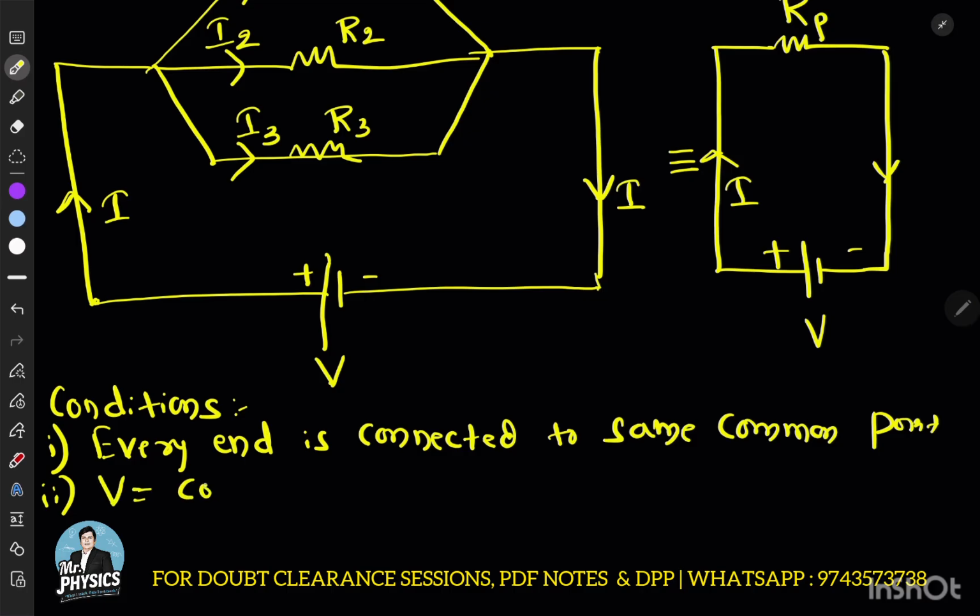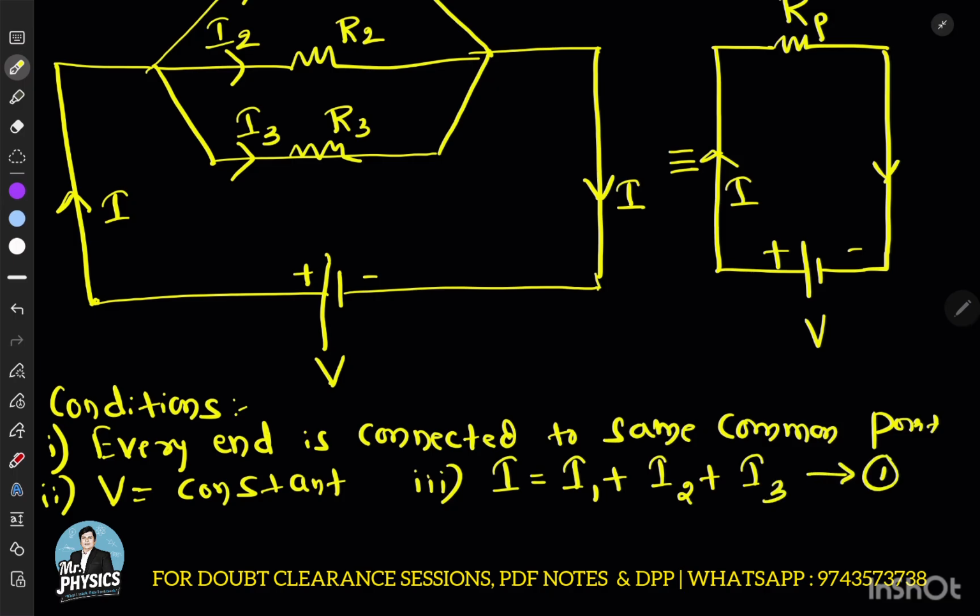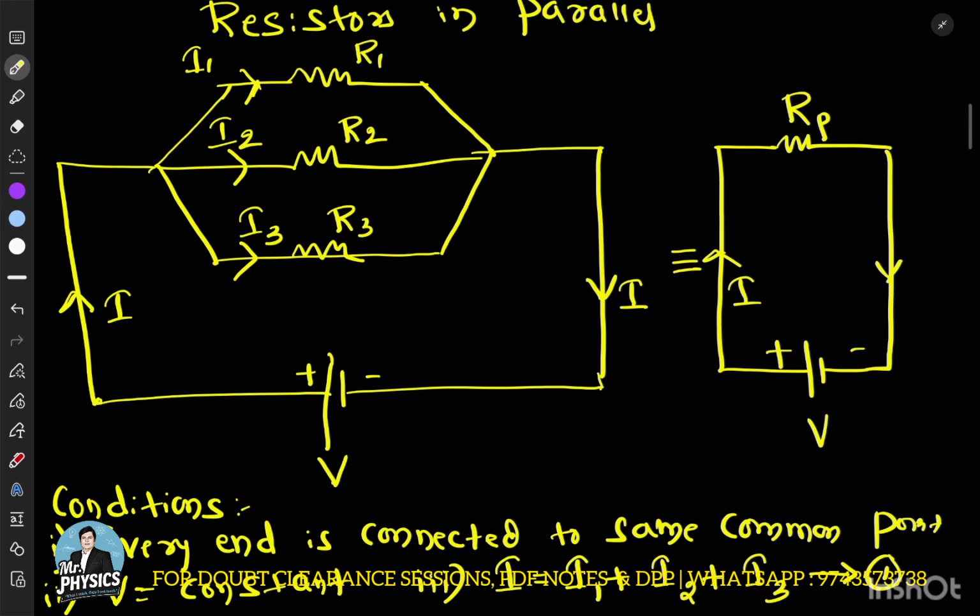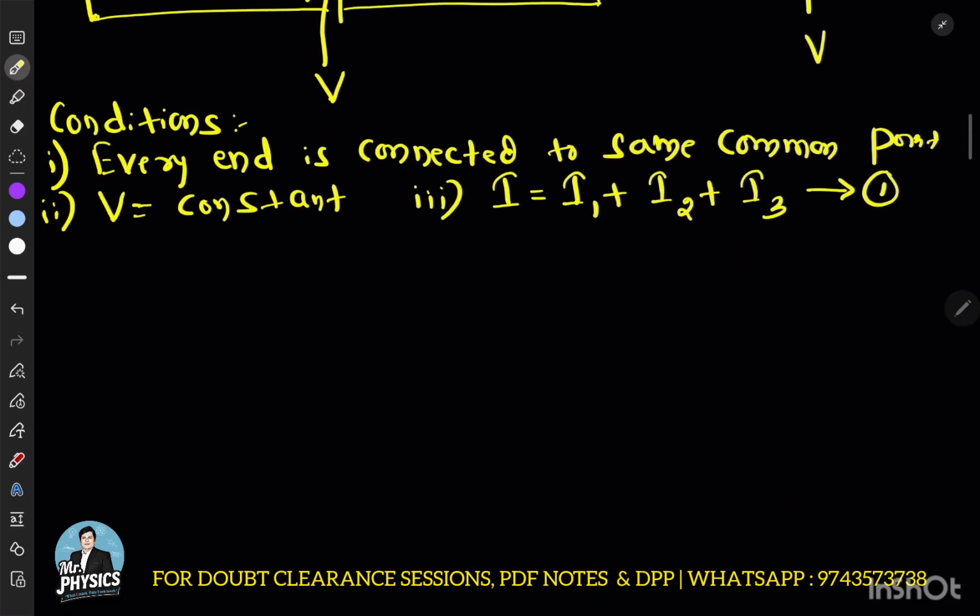The second condition is V is a constant. Not only in this, for any electrical circuit with parallel combination, the potential difference will always be constant. And the third important point: the current flowing through the combination is equal to the sum of currents through individual resistors, just like the main current is equal to the sum of branch currents. Here the main current I is getting branched into I1, I2, I3, and the sum of I1, I2, I3 will be this main current I. Hence we write the statement as I equal to I1 plus I2 plus I3, which is nothing but main current equal to sum of branch currents.